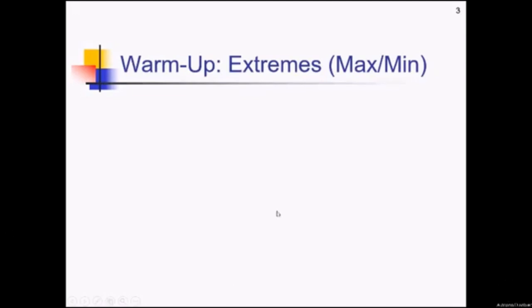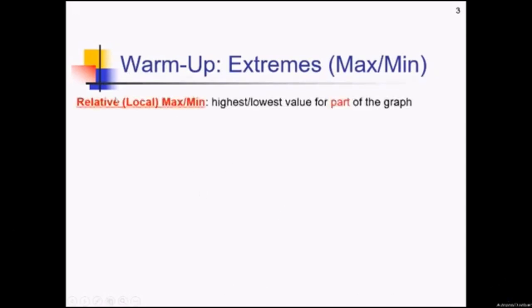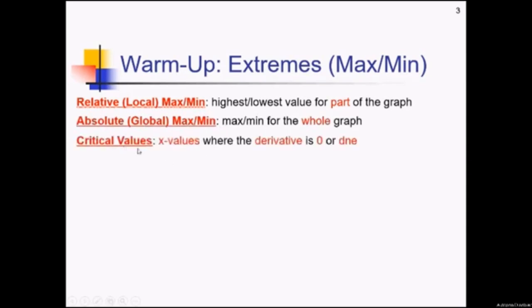Before we dive into the business of finding extrema, let's talk about what they are. A few definitions here. So we call the relative or local max or min the highest or lowest value for part of a graph. And then the absolute or global max or min, well, that's the max or min for the entire graph. And we also need a concept of something called critical values. These are x values where the derivative is either 0 or does not exist.